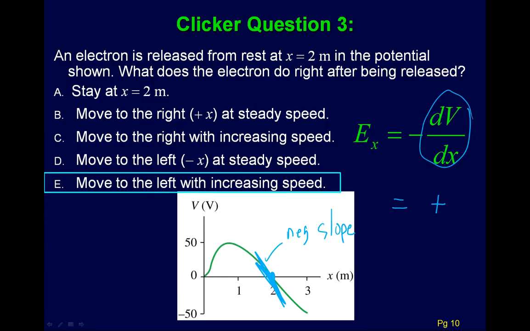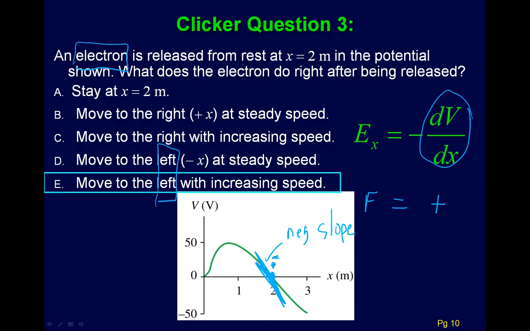So what that means is that if I put a positive charge here, it would get pushed to the right. However, we're talking about an electron here, and an electron wants to do the opposite. If it's a negative charge that I'm putting here, it wants to go against the electric field. So it's going to feel a force to the left. So it has to be one of these answers here to the left.